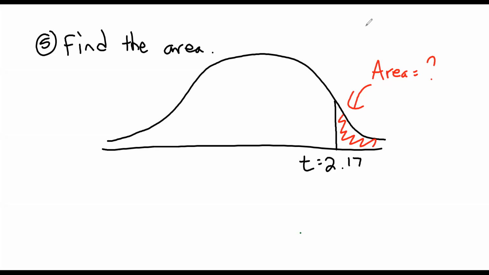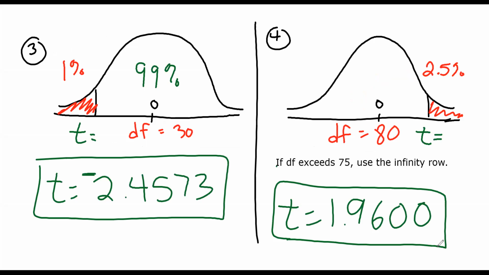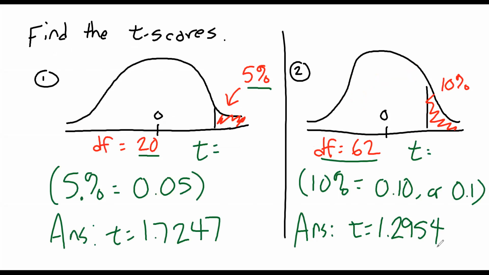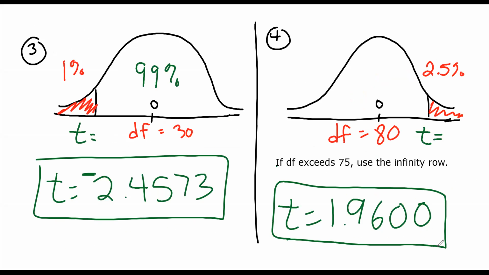The first thing I want to do is show you how to work the t-chart backwards. In the previous four examples, which I'll scroll back to quickly, we were given the area of the tail and asked to look up a t-score. We managed to in each case. So backwards is to give you the t-score and ask you to look up the area of the tail, which we have in this picture.